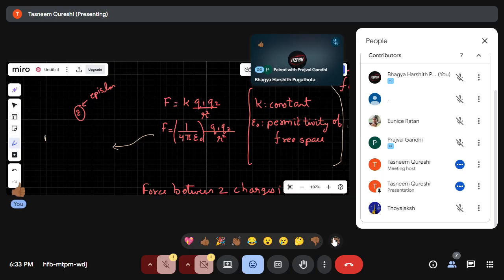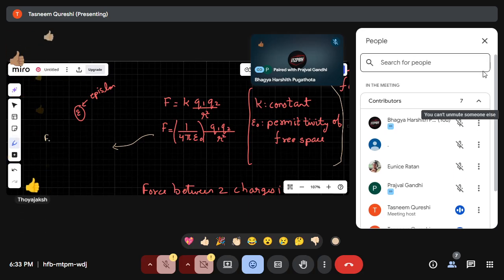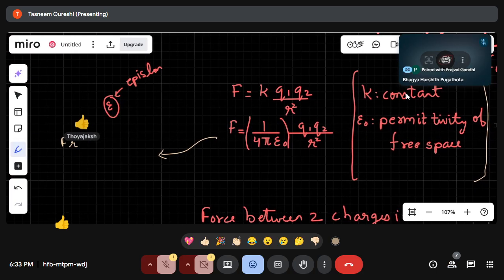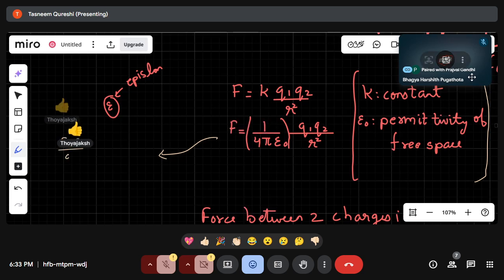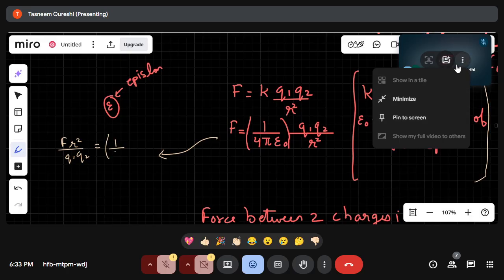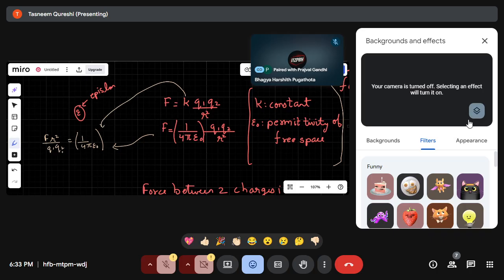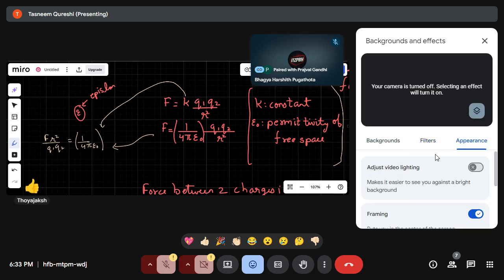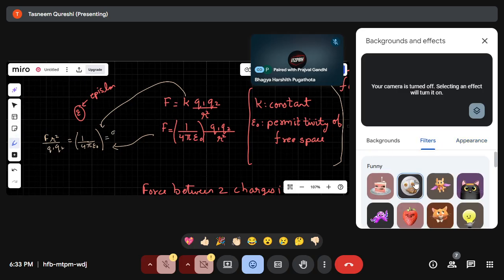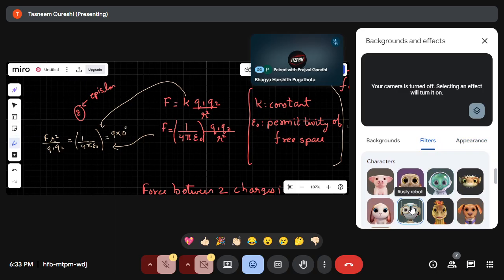If you want to write epsilon, it will be written like this. So F R square divided by Q1 Q2 is equal to this entire thing. And what is this entire thing? This entire thing is your K, right? So K will be this thing. Its value is 9 into 10 raised to 9, and the unit will be Newton meter square per Coulomb square.